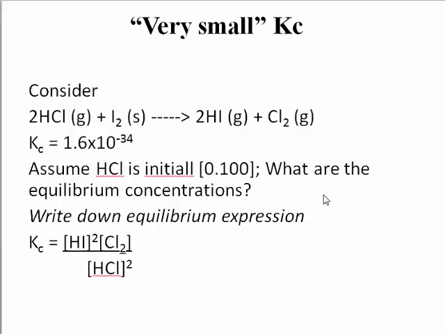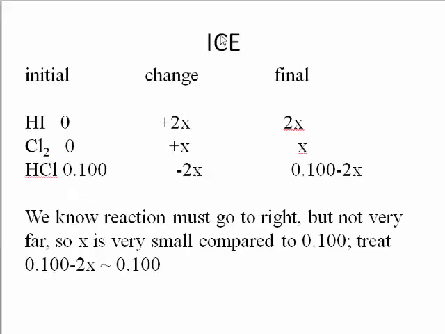When we write down an equilibrium expression, we get Kc as HI squared times the chlorine concentration over the concentration of HCl squared. Note that the iodine concentration disappears because it is a solid and does not appear in the equilibrium expression. The ICE table in this case has HI, Cl2, and HCl in it. Initial concentrations of the products are 0. Initial concentration of the reactant is 0.1.